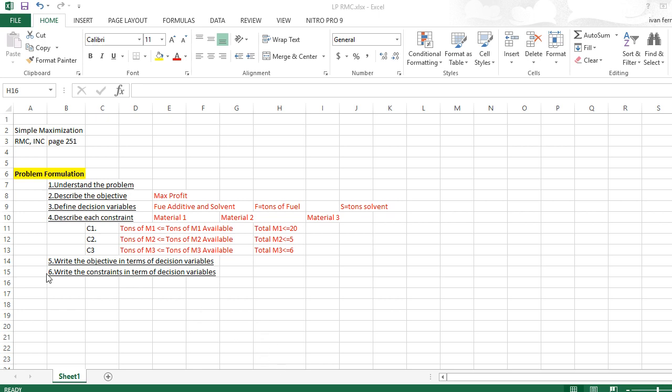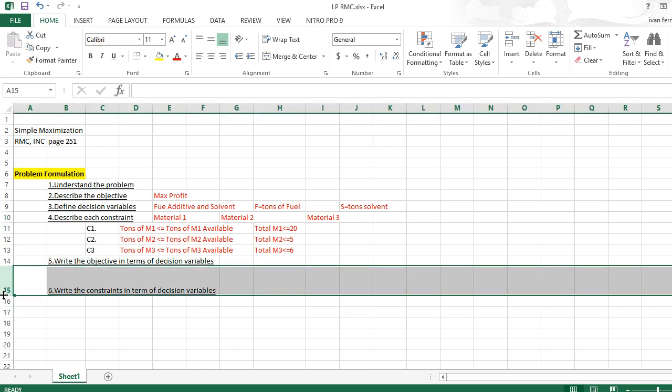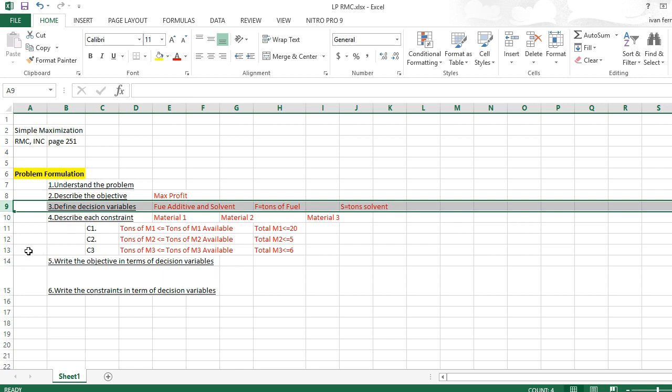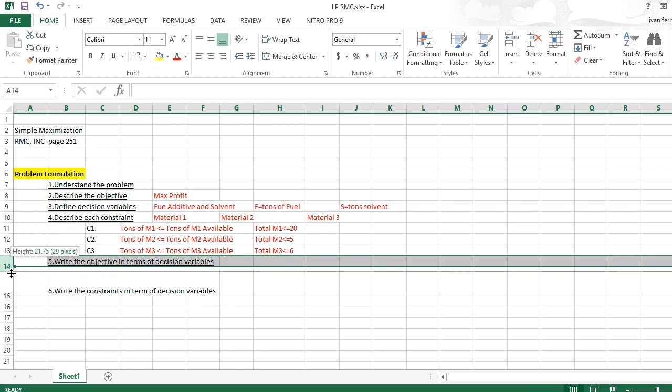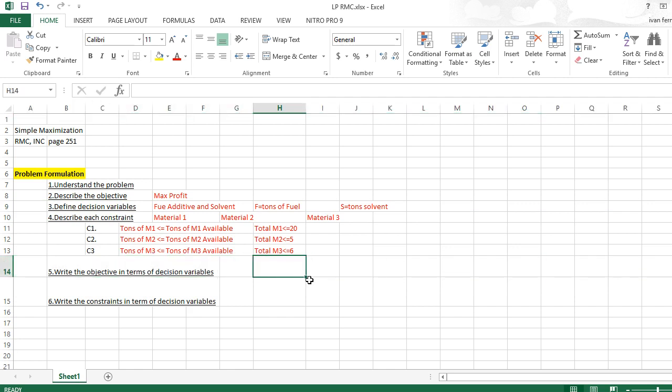The next step is one of the difficult ones, because you need to write the objective, which is to maximize profit, but you need to write it based on the decision variables that you figure out in step 3. So let me make more space here and separate it. The objective is, again, to maximize profit based on the sale of fuel and solvent.